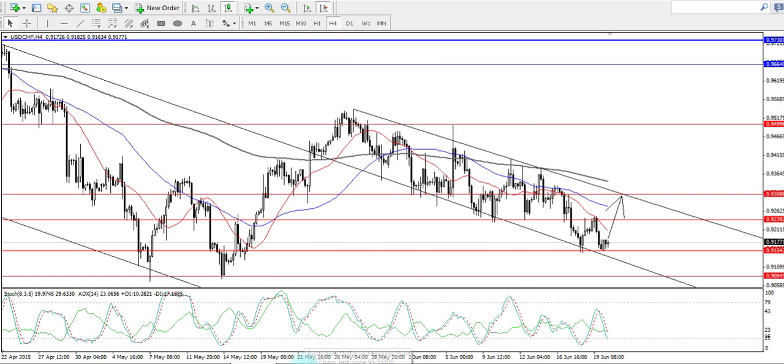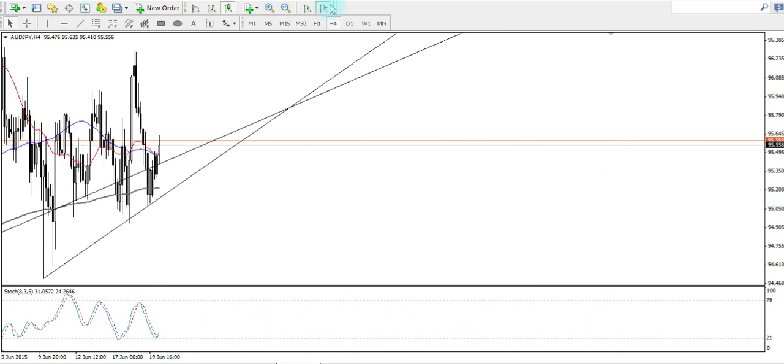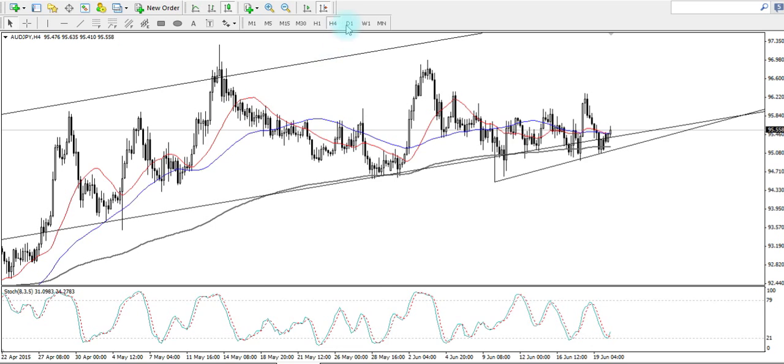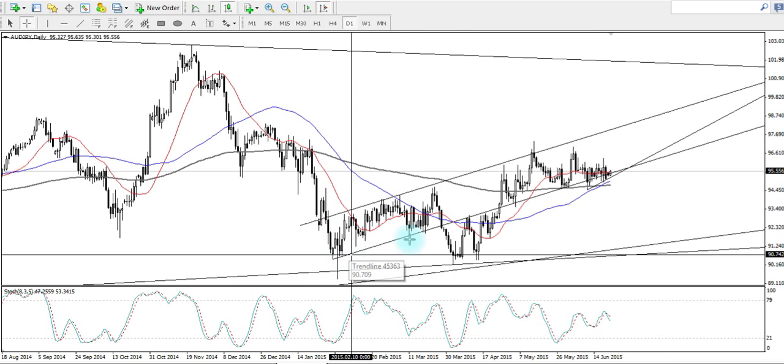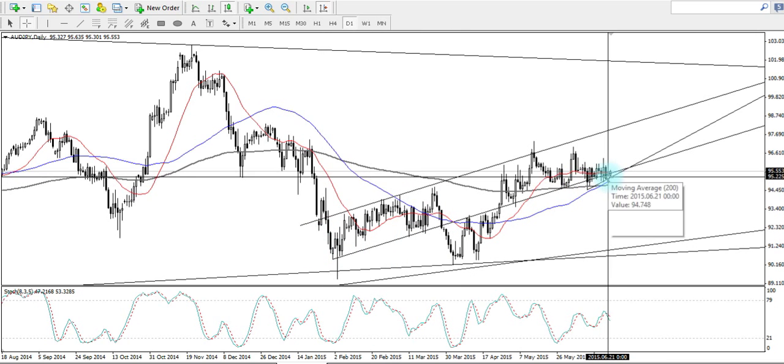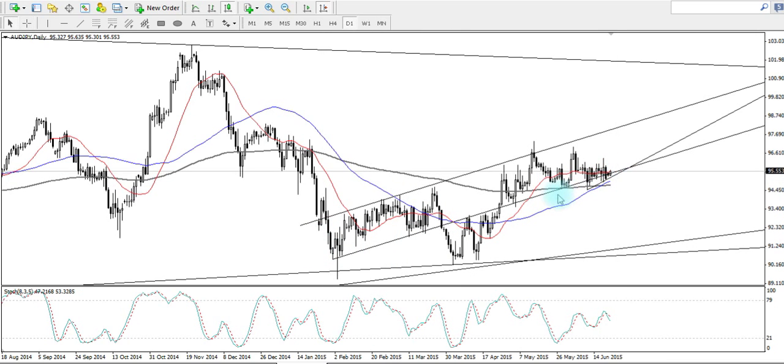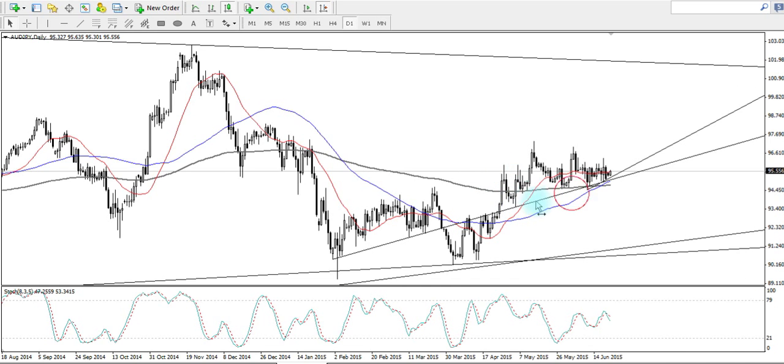And last but not least, I would just like to touch on the Aussie against the Japanese yen. So back to the daily chart itself, we are seeing a very huge inverse head and shoulders forming right here, and right now the price is somewhere at the lowest point of the second shoulder itself.